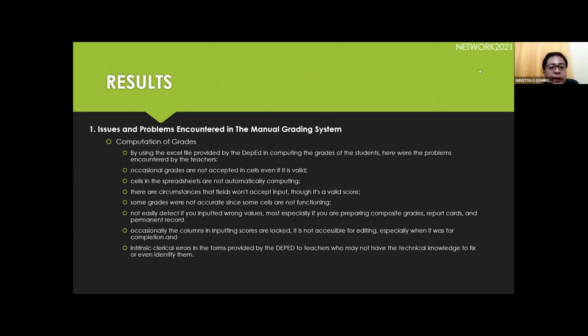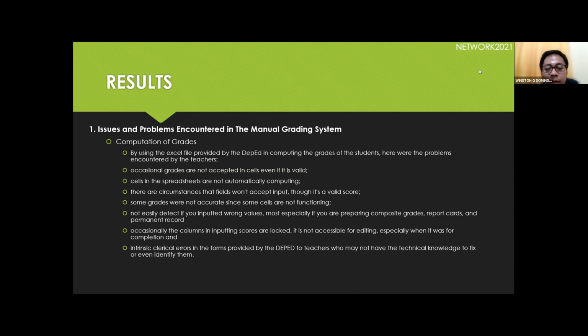So the results. Here are the issues and problems encountered in the manual grading system in terms of computation of grades, based on the information collected from the teachers and the principals. Using the Excel file provided by DepEd to compute the students' grades, these were the problems encountered by the teachers. Occasionally, grades are not accepted in cells even if valid, because some cells in the Excel file do not allow the user to input.